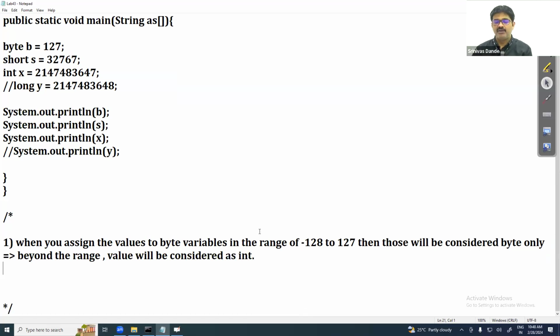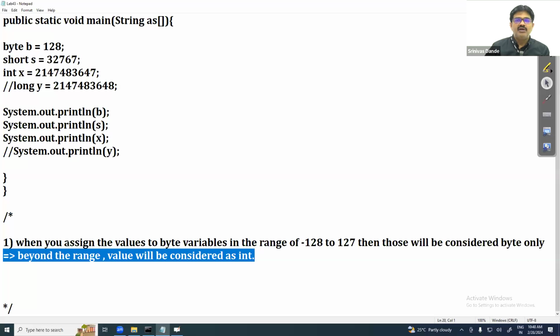Is that clear? Because of that, if I give minus 127, okay, byte only. Minus 126, 125, okay. 126, okay. 127, okay. When I give 128, out of range, it is considered as integer. Whenever 128 is considered as integer, immediately there is a problem. Int is the bigger, byte is the smaller. We can't assign incompatible types, possible lossy conversion, because integer has a bigger space, a lot of values. We can't keep it in a small space of byte, 1 byte.